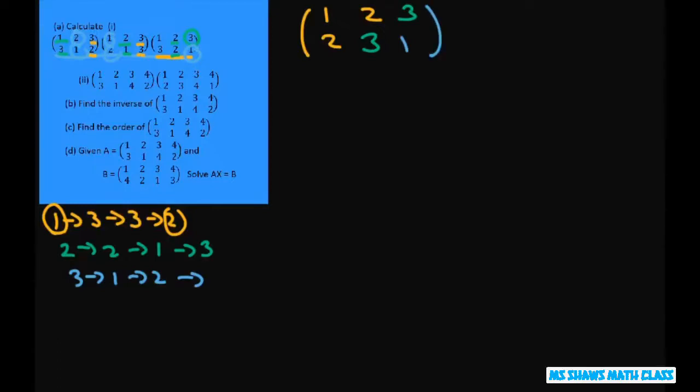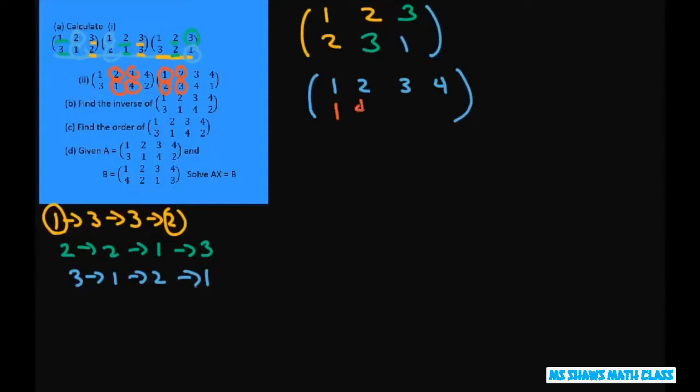Now for the second one, let's do that one. We can go a little faster. So we're going to write 1, 2, 3, 4, and start with 1. 1 maps to 2. 2 maps to 1. 2 maps to 3. 3 maps to 4.